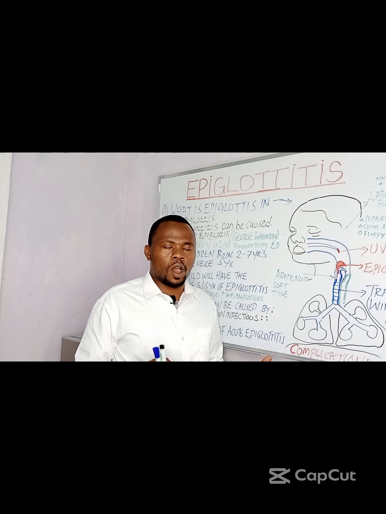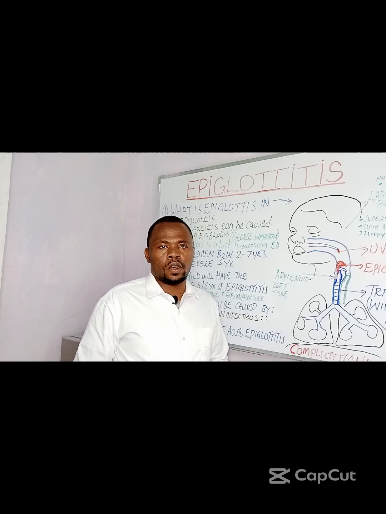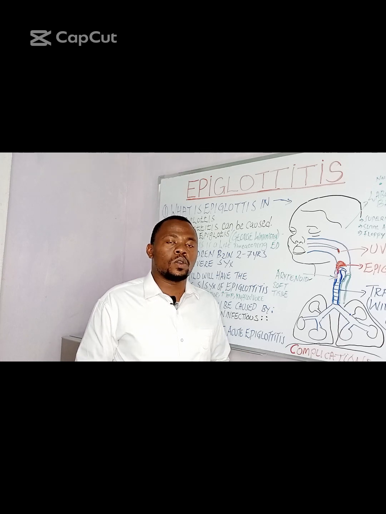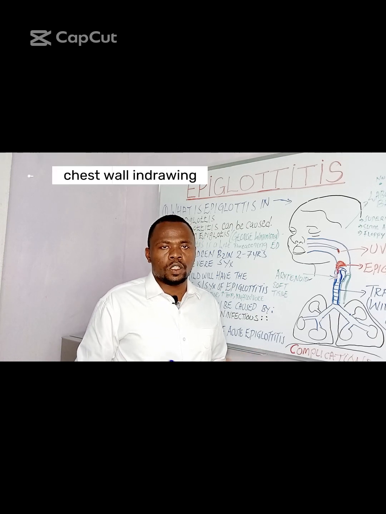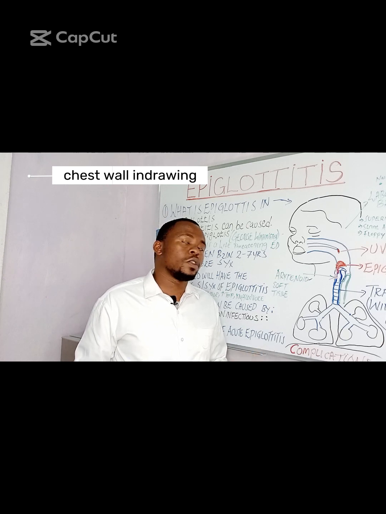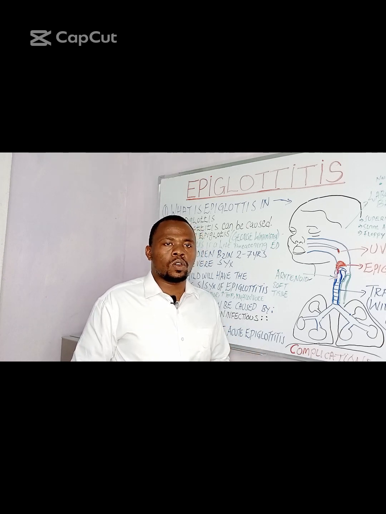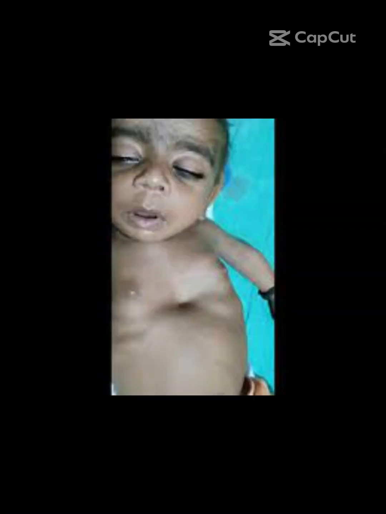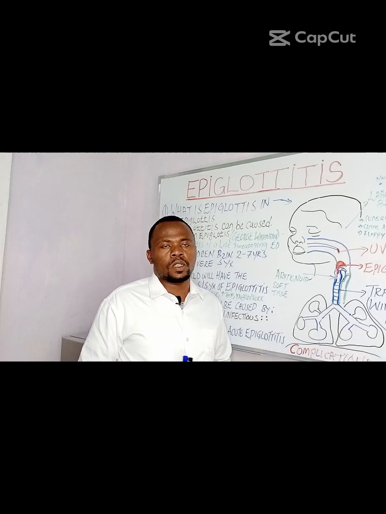Your child will also have what we call flaring of the nose. Flaring of the nose is the widening of the nostrils when your child is trying to breathe in. And also, your child will have what we call chest wall indrawing. Chest wall indrawing means that around the neck and also around the ribs, those places appear to be trying to sink in when the child is trying to breathe in, because they have that increased respiratory effort.